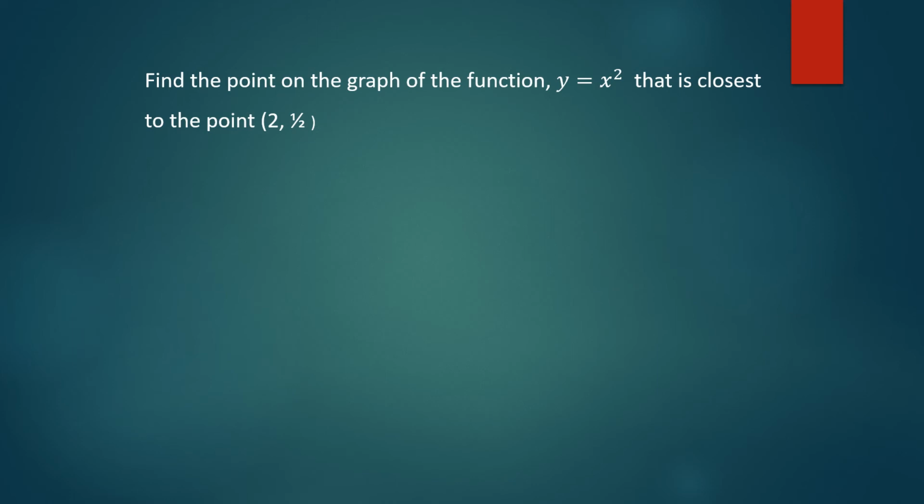So we want to find the point on the graph of the function y equals x squared that's closest to the point (2, 5). So y equals x squared looks like this.